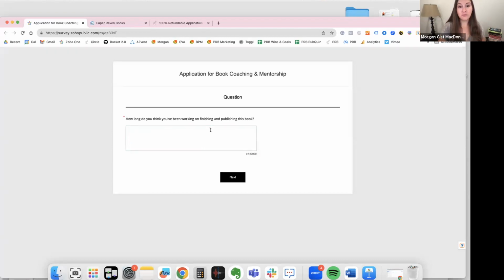How long have you been working on and finishing and publishing this book? Has it been 6 months, 6 years, 6 days? We need to know. What have you already tried? Have you already published a book? Have you already worked with a book editor before? Have you already invested in Scrivener? Whatever it is. And why now? Why is this important to you? Can you articulate what it is that you hope the book makes possible for you? Just putting in some examples.